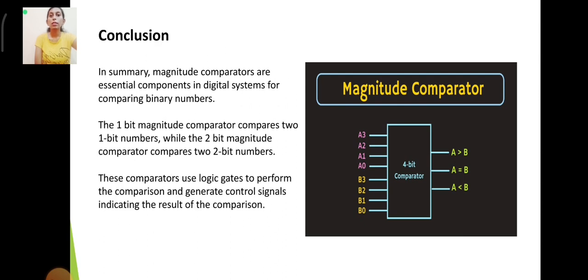Conclusion. In summary, magnitude comparators are essential components in digital systems for comparing binary numbers. The 1-bit magnitude comparator compares two 1-bit numbers, while the 2-bit magnitude comparator compares two 2-bit numbers. These comparators use logic gates to perform the comparison and generate control signals indicating the result of the comparison.